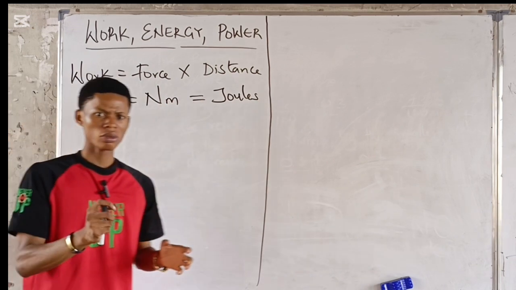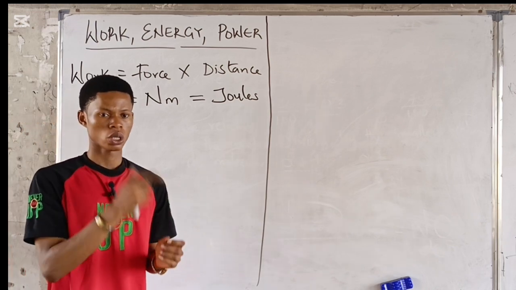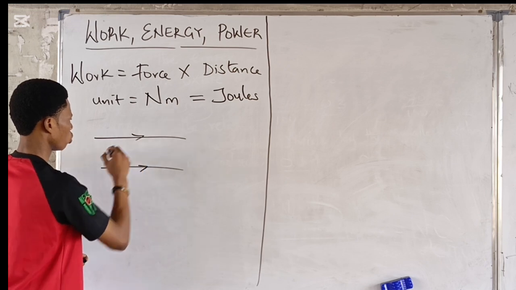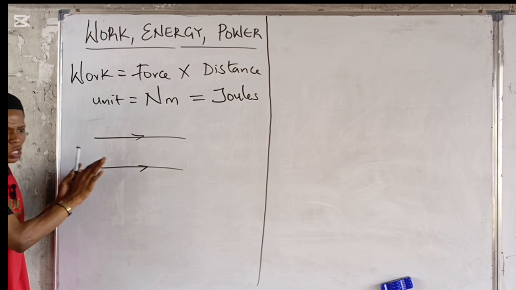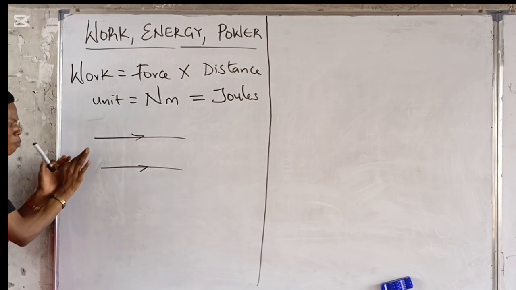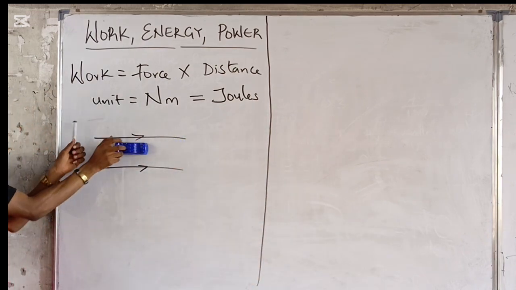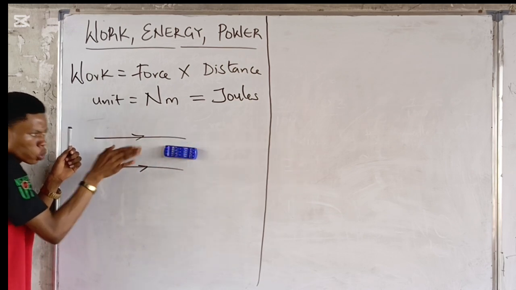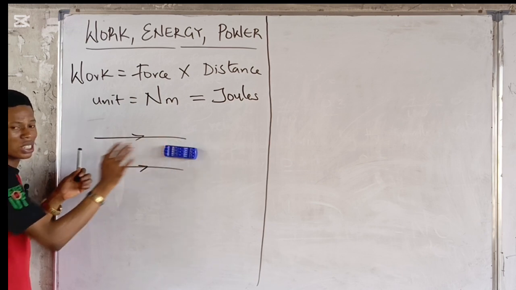Now, what if the distance is not parallel to the applied force? When they say something is parallel, if you look at these two lines, they are parallel to each other. What if the distance of the moving object is not parallel to the force? What I mean is, if I have an object like this and I'm pushing it like this, the force is moving this way, and the object is also moving this way. So we can say the force and the distance moved are parallel.